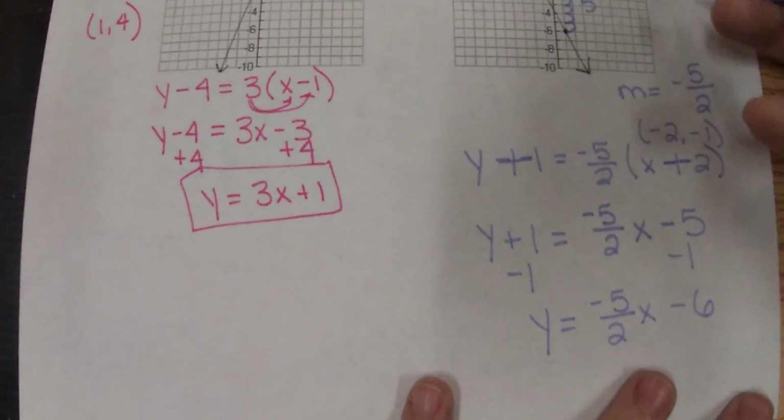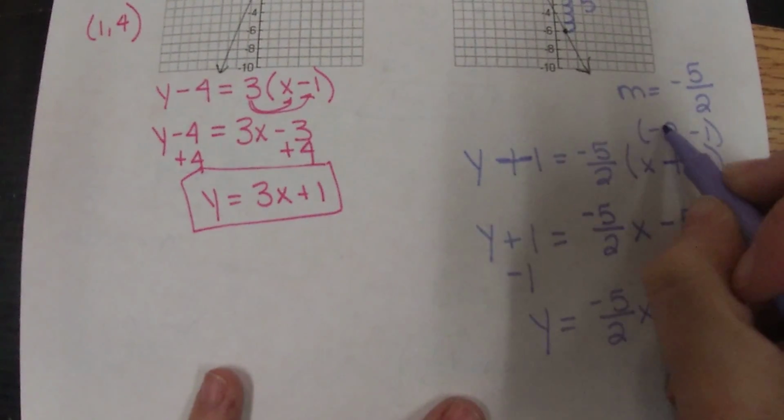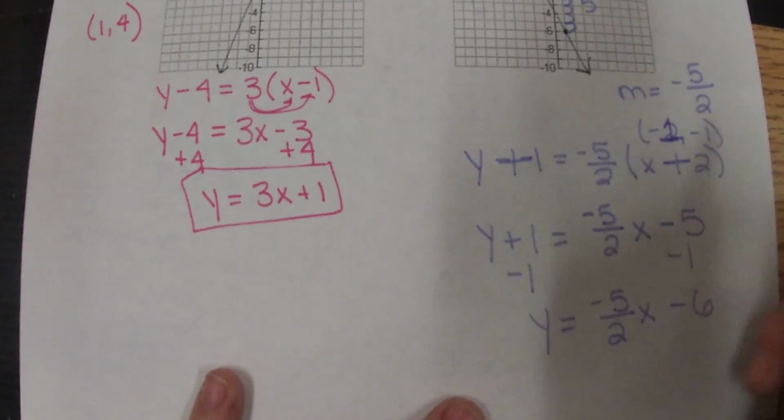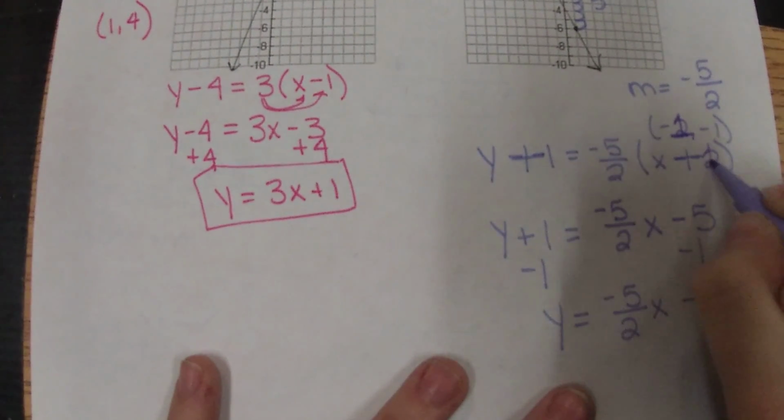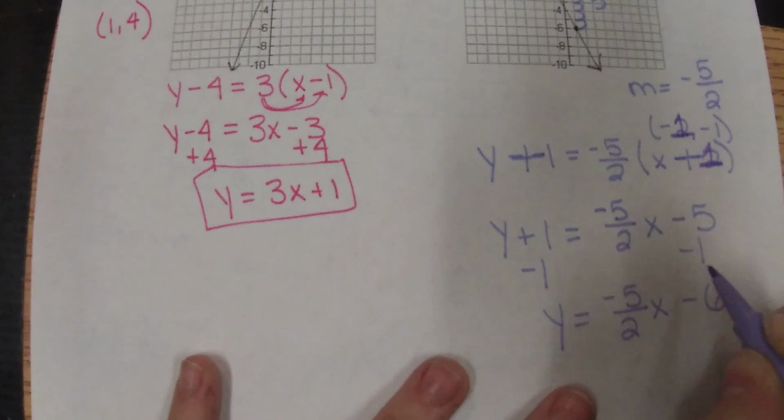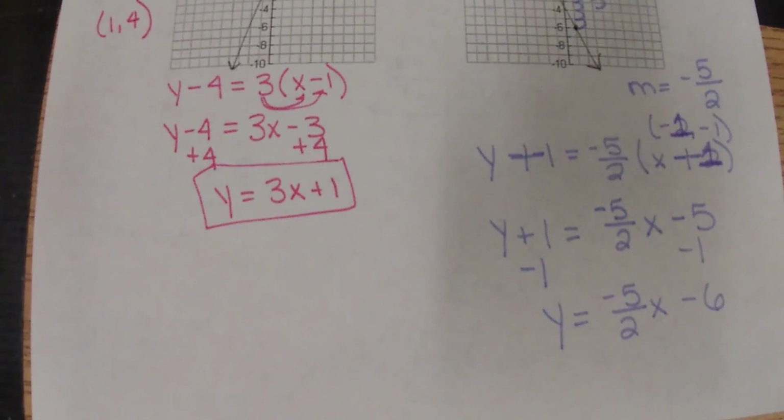Oh, sorry, guys. I named this point wrong to start with. This is the point -1, -1. So this should be a -1. So all of you who are watching the video going, wait, Mrs. McKinney, that can't be right. You were right. It can't actually be right. So let's correct this here.